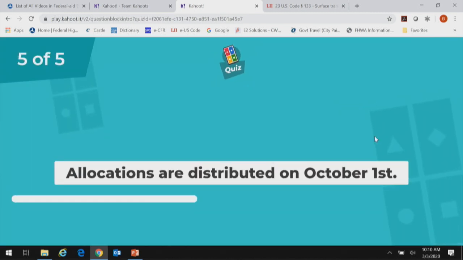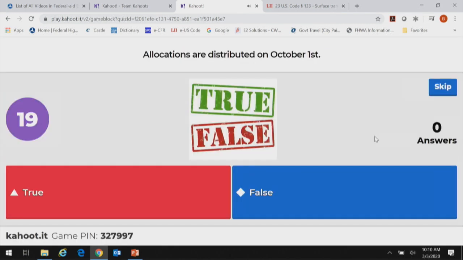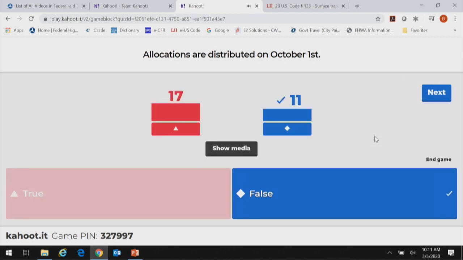Last question. True or false? Allocations are distributed on October 1st. Yeah, so that's false. What are distributed on October 1st? Apportionments, that's right. So apportionments come out on October 1st. Everybody gets apportionments. Allocations come throughout the year. There's no formula. Not everybody gets allocations.